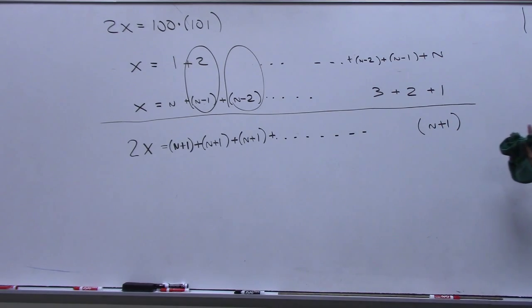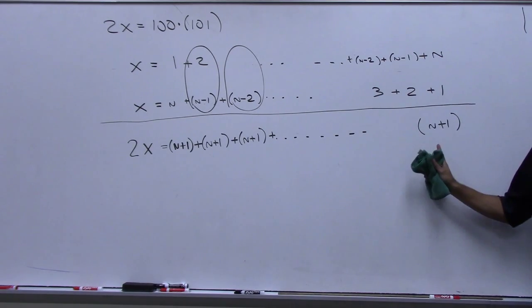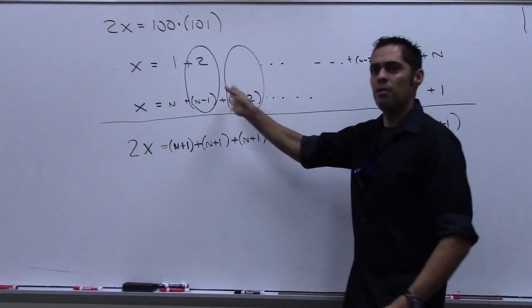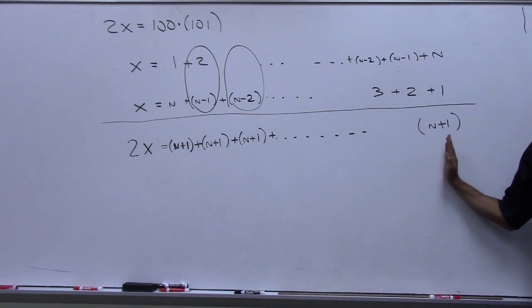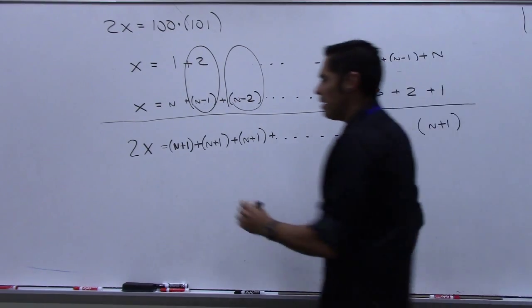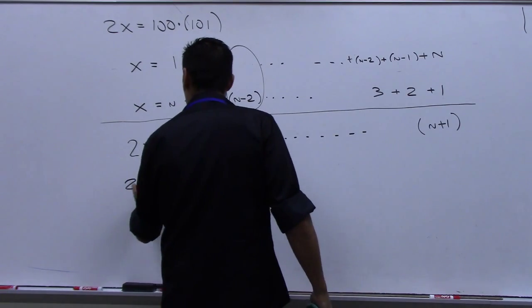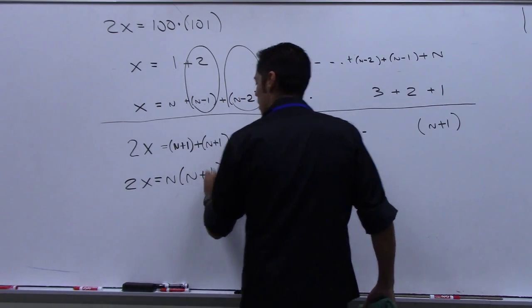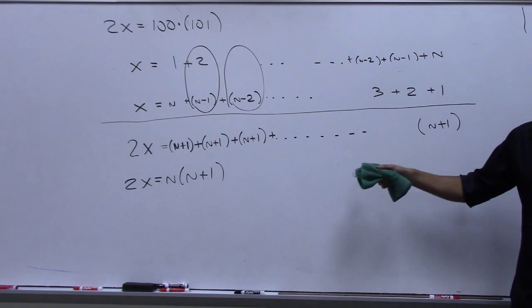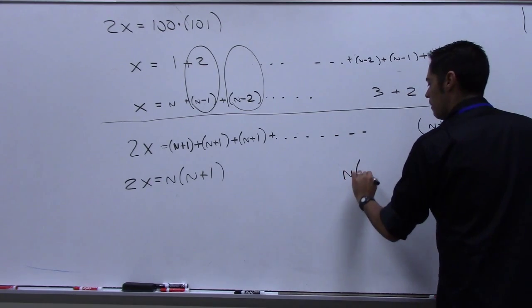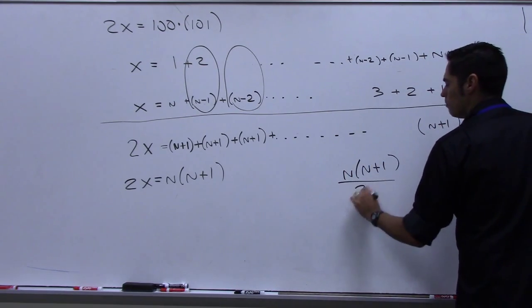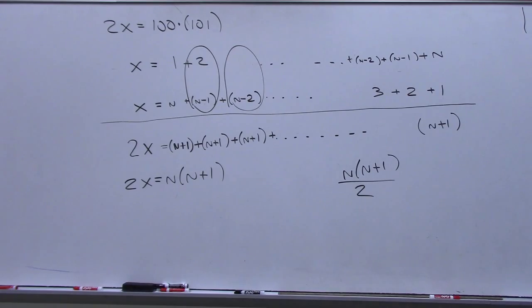Now, very careful. How many would he have? 1, 2, 3, 4. He would have n of them, wouldn't he? So 2x is n times n plus 1. And divide both sides by 2. And you get the formula that he did this in first grade.